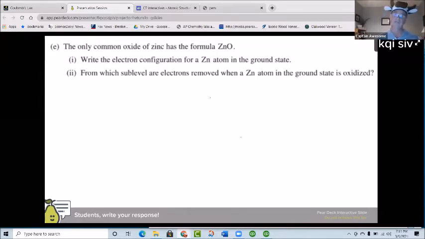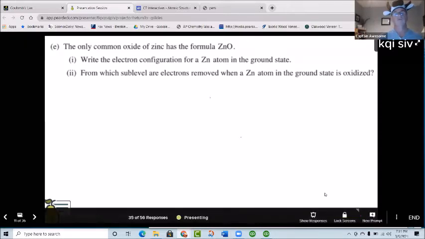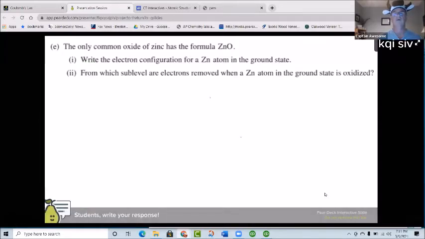So it's got a number that shows the energy level, and then either S, P, D, or F. Those are the sublevels that we put electrons in. So we've got 36 answers so far, which is great. And if you're wondering what ground state means, ground state just means the electrons are all where they're supposed to be. The electrons haven't gotten excited or lost or anything like that.